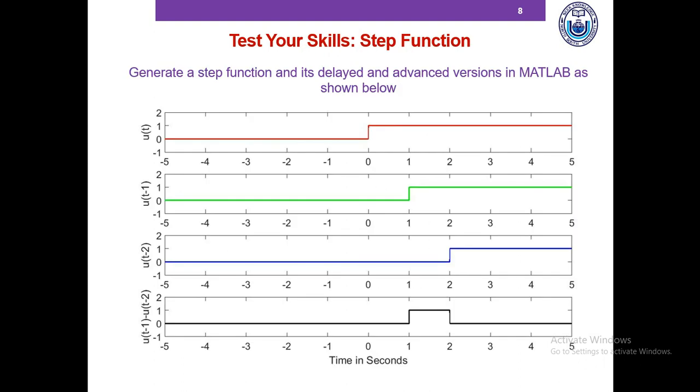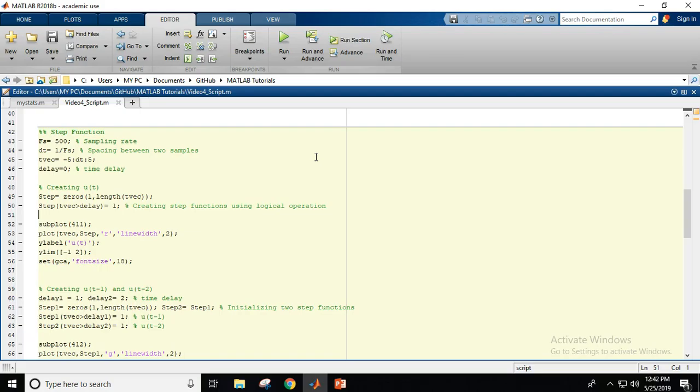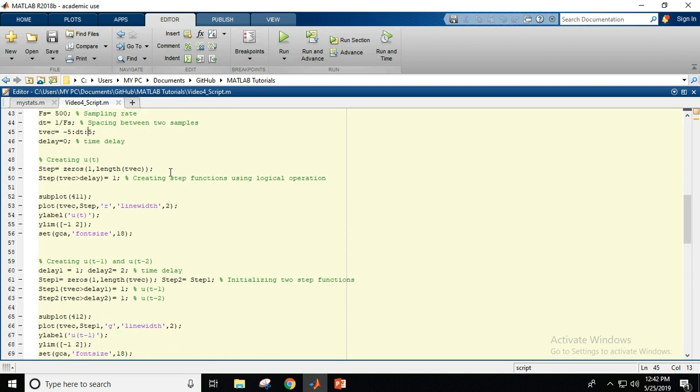Okay, so please pause the video and try to generate these plots in MATLAB, and then we'll match our answers. So please pause this video. Okay, so again, I have selected the sampling rate as 500 Hertz and set the time axis from minus 5 second to 5 second.